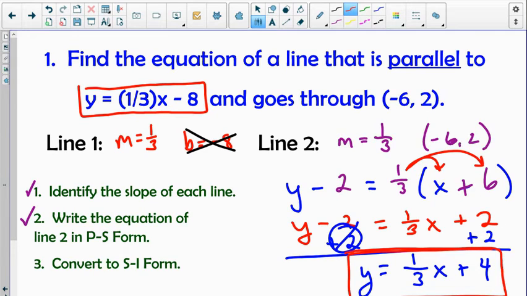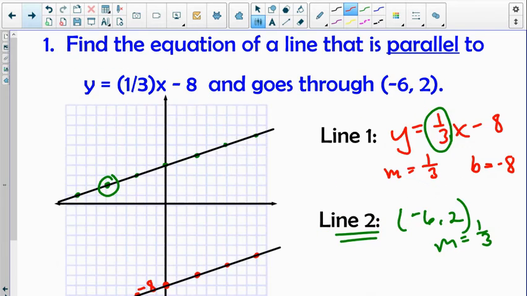So I want to go back to the graph for a moment. If you need to pause the video to copy that down, please do so. I'm going to go to the graph next. Remember that equation, y equals 1/3 x plus 4.